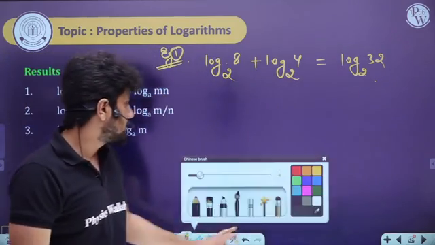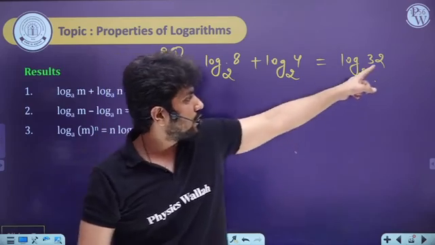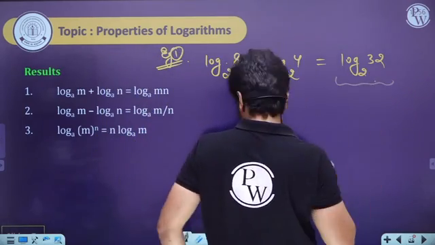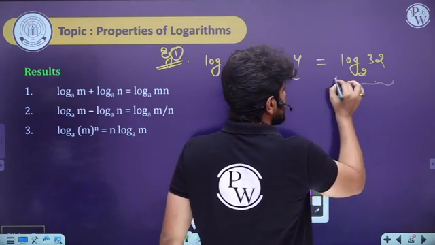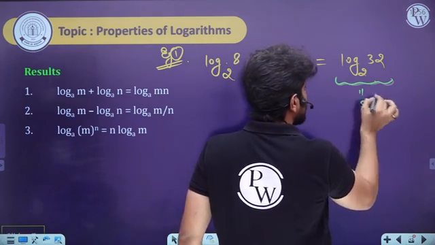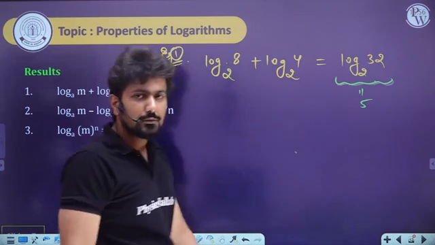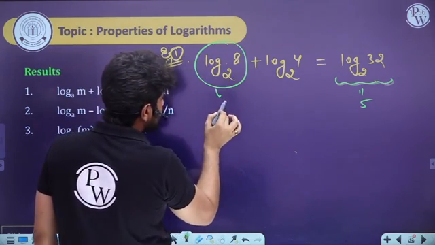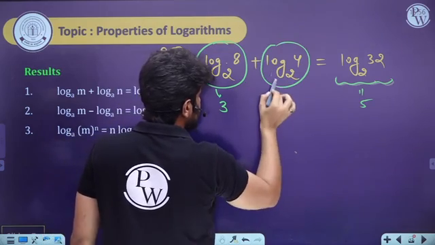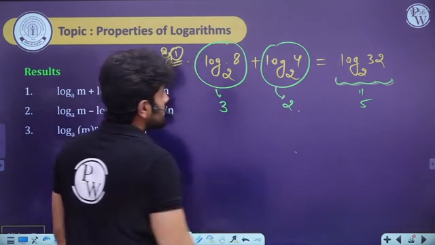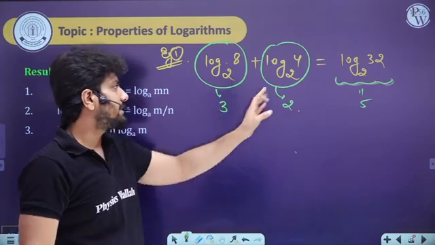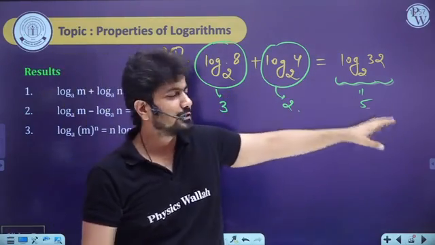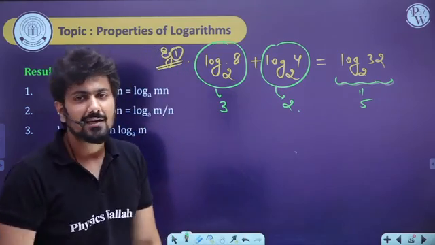You can also observe it. What is the value of log of 32 to the base 2? Its value will be 5, because 2 raised to the power 5 is equal to 32. What is the value of log of 8 to the base 2? Its value will be 3. And log of 4 to the base 2? Its value will be 2, because 2 raised to the power 3 is 8 and 2 raised to the power 2 is 4. So we have 3 plus 2 is equal to 5.